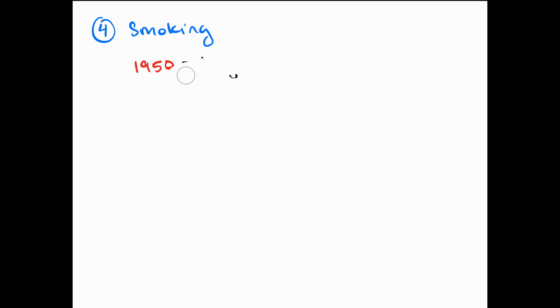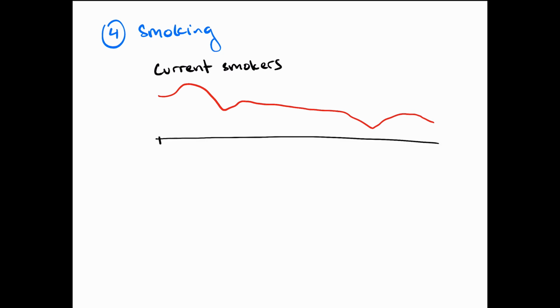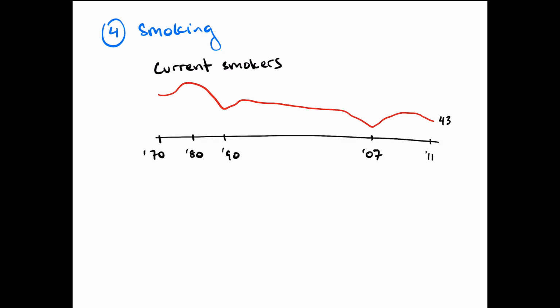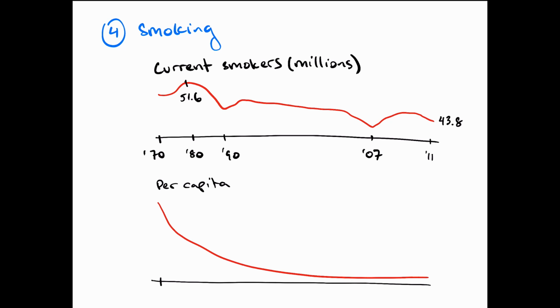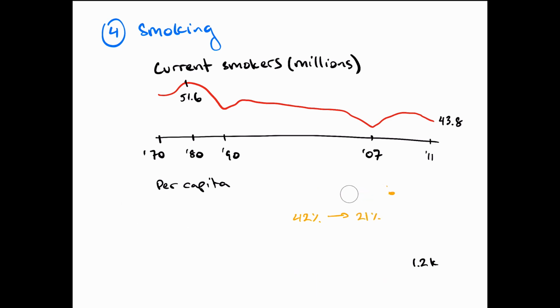If we look at the progression of smoking from 1970 until 2011, we see that there is a great decrease both in the number of current smokers as well as the per capita number of cigarettes consumed. From 1965 to 2006, there is a reduction from 42% of the population smoking to 21% of the population smoking, which is a great reduction, but keep in mind that a large fraction of the population still smokes.